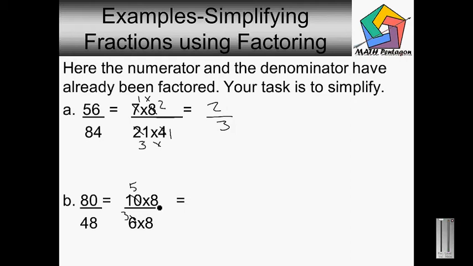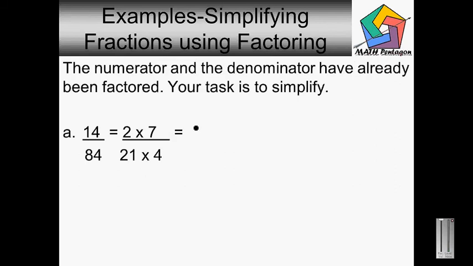And now just look at 8 and 8 on this side. Forget about the 5 and 3. Just look at the 8 and 8 for now. Well, 8 goes into 8 1 time, and 8 goes into 8 1 time. So now we have 5 times 1 and 3 times 1 here. So 5 times 1 is 5, and 3 times 1 is 3. So our answer would be 5 over 3.